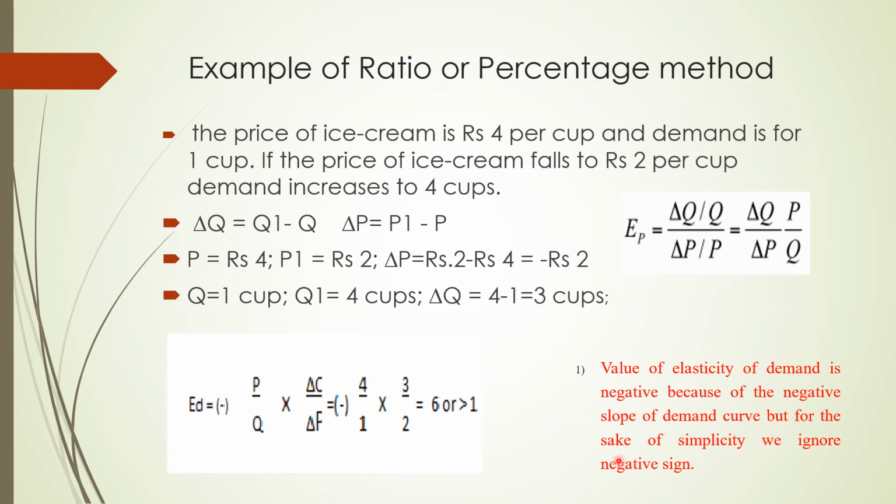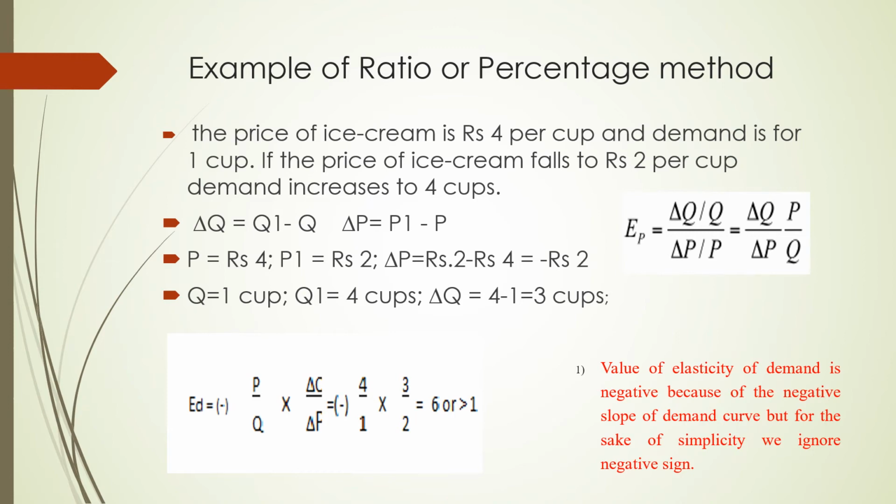But for the sake of simplicity, we simply ignore the negative sign, because already we are in the negative situation, or negative already became positive. So for the sake of simplicity, we simply ignore this minus sign. Is it clear for everyone? In this way we solve the percentage method.